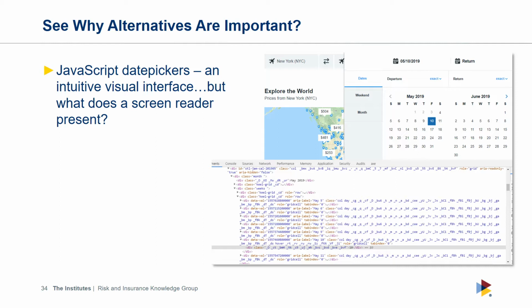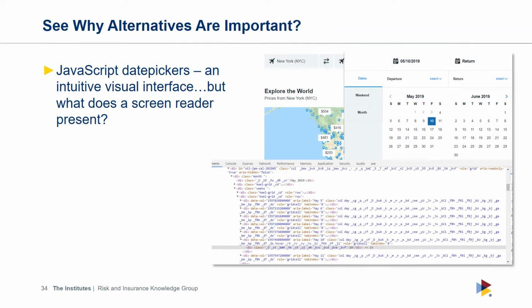This is the code that it uses. This is what the screen reader would have to read and parse for you to tell you which thing you're on as you're tabbing through the month. The only thing that saves this 10 and puts it in context is there's an ARIA label here that says May 10th.